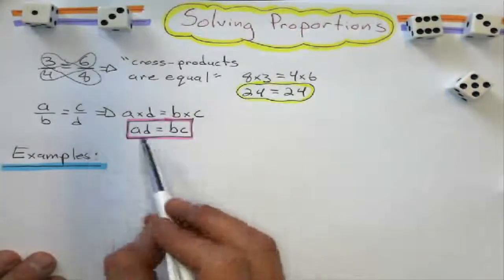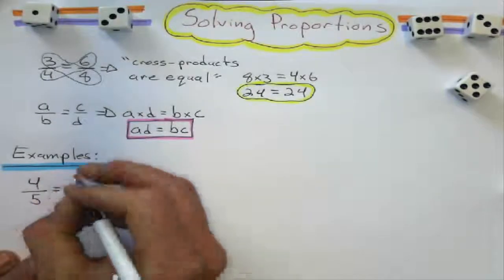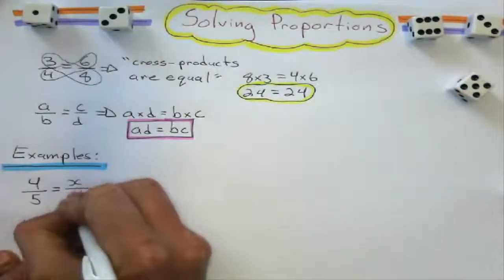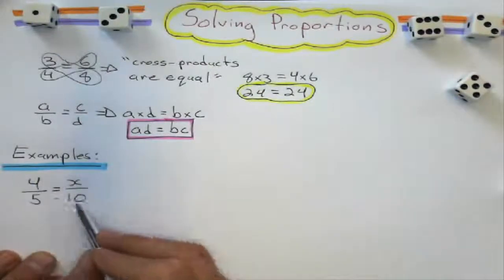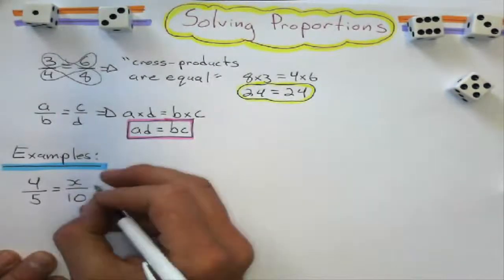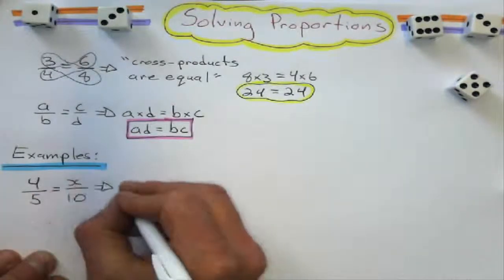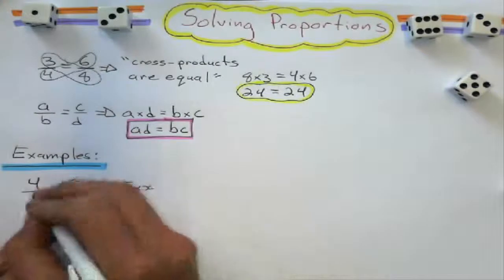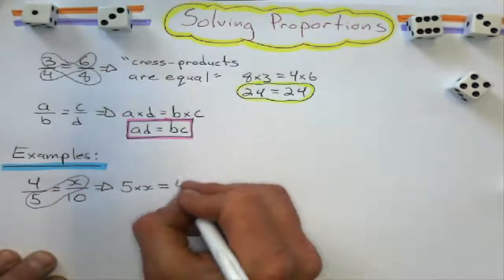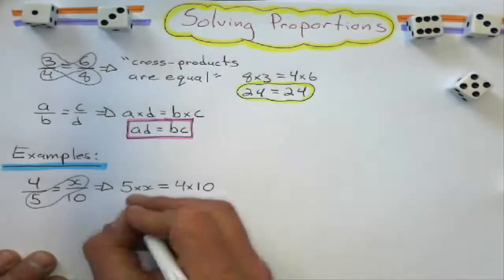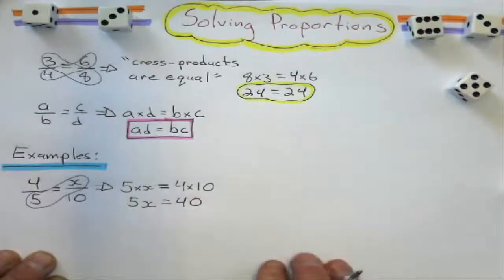So for some examples, because of this concept, it doesn't matter where the x is in the proportion. And that's kind of the beauty of this. It doesn't matter where it is. So when I do this, I go, oh wait, cross products are equal. So 5 times x, that's one cross product, is going to equal 4 times 10. So 5x equals 40.